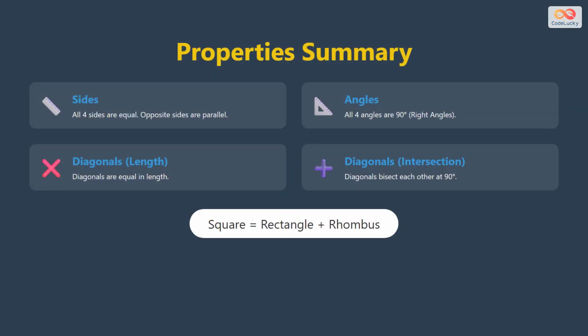To wrap up, remember that a square combines the best properties of all quadrilaterals. It has the equal angles of a rectangle and the equal sides of a rhombus. It is the perfect intersection of these shapes, making it the most symmetric quadrilateral of all.